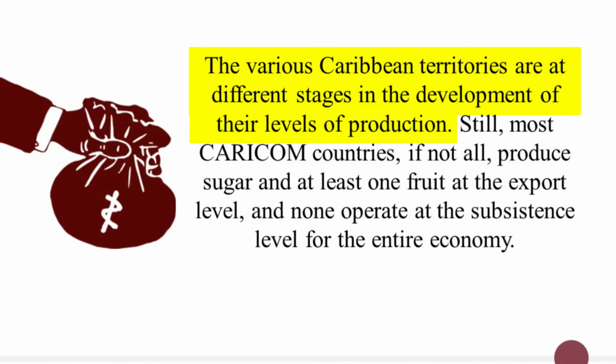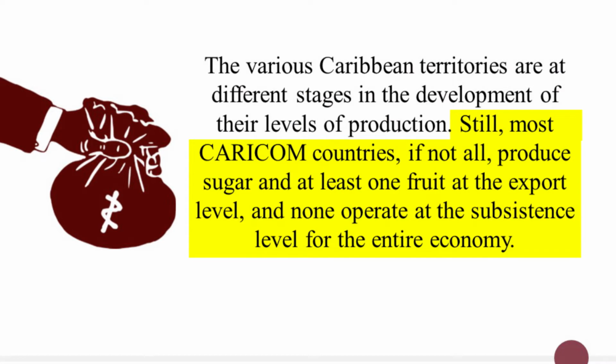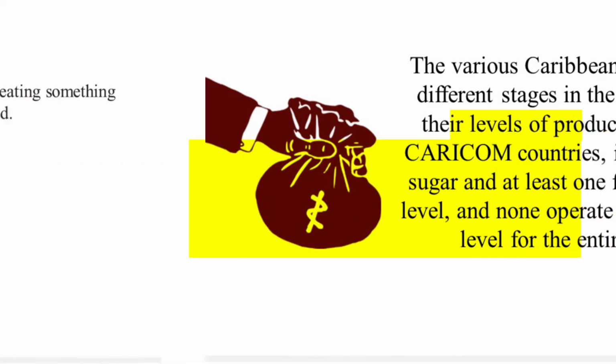The various Caribbean territories are at different stages in the development of their levels of production. Still, most CARICOM countries, if not all, produce sugar and at least one fruit at the export level, and none operate at the subsistence level of the economy.